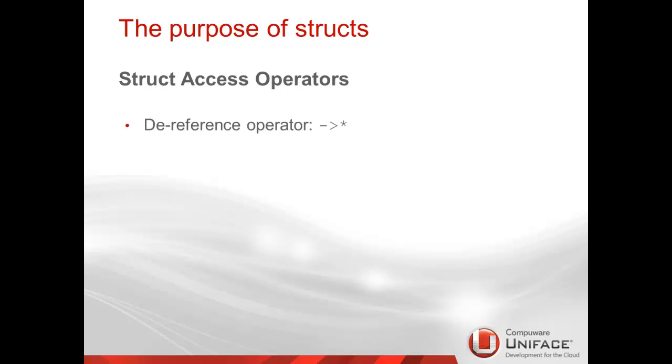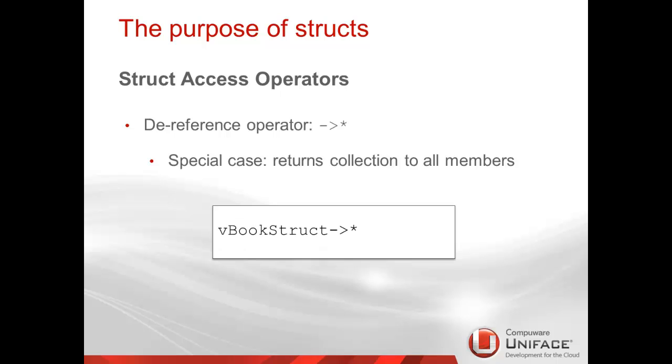Next, dereference operator with an asterisk. When used with the asterisk wildcard, it returns a collection of references to all members of a struct. This is a special case. And it is important to note the asterisk wildcard can only be used after the dereference operator, like this. It cannot be used in constructs such as vStruct dereference c asterisk to get all structs whose names begin with c. This is not allowed.